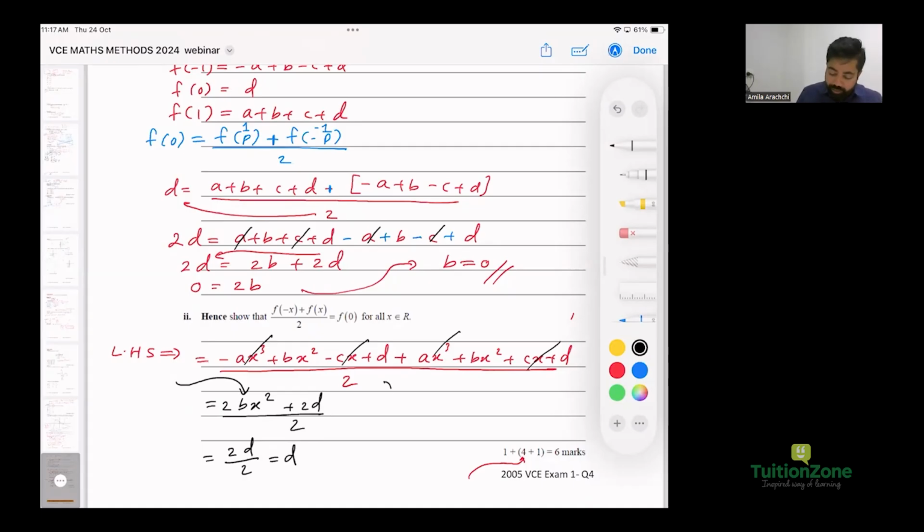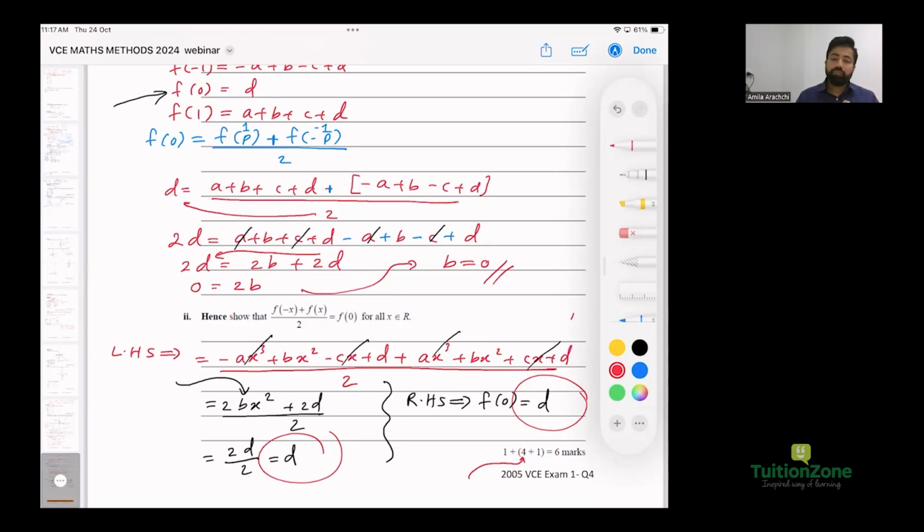And then, how about the right-hand side? F of 0. What's f of 0? Do you know the answer? It's here, which is d. What do you notice? We got the same answer from the left and the right-hand side. So it has been proved. It's only a 1 mark question, but does the technique make sense?